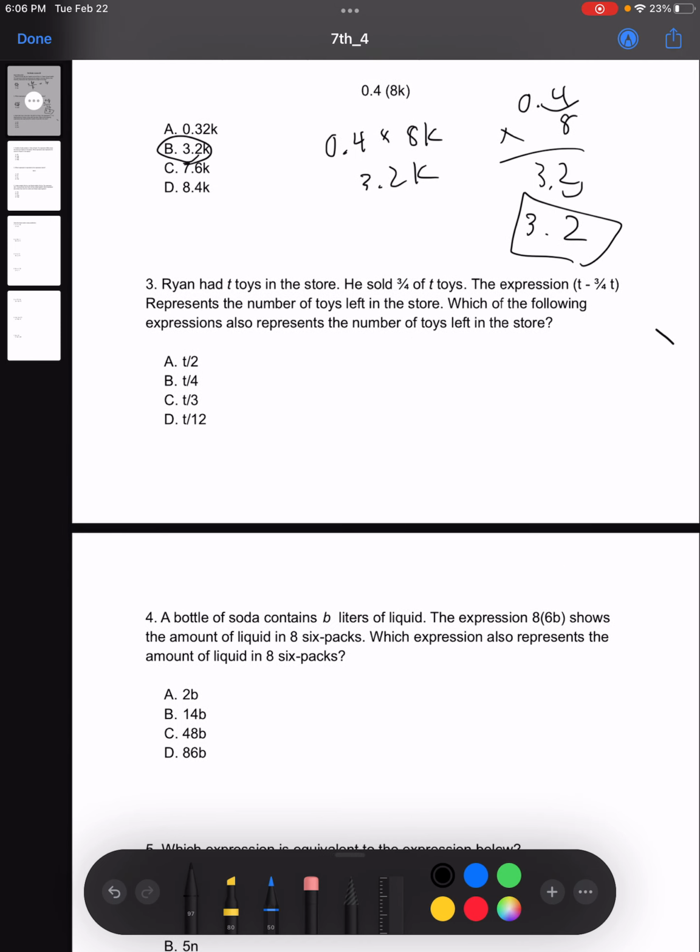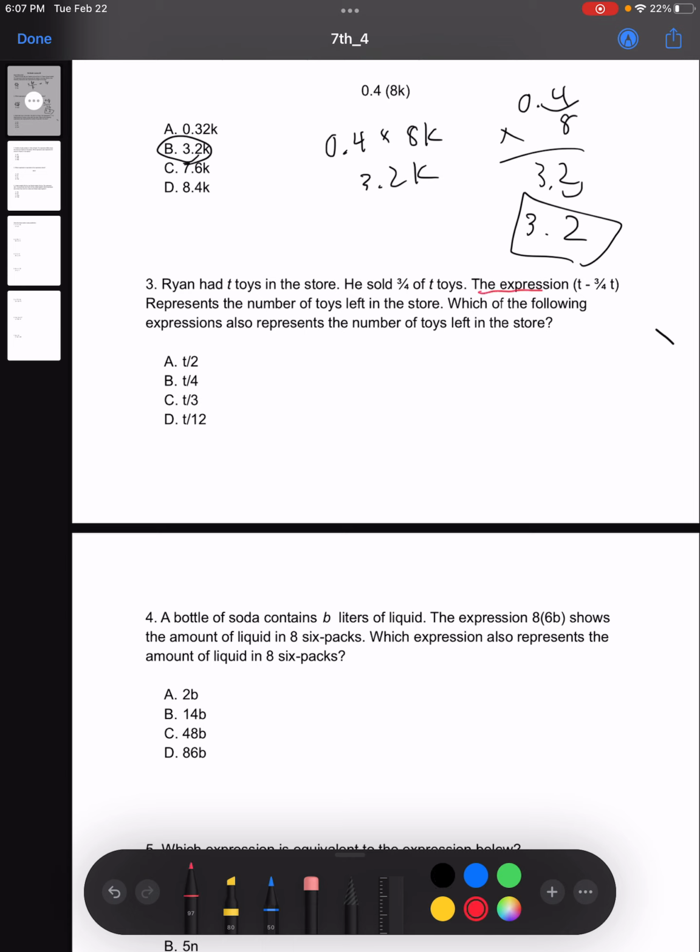Let's move on. Ryan had T toys in the store. He sold 3 out of 4 of the T toys. The expression T minus 3 over 4T represents the number of toys left in the store. Which of the following expressions also represents the number of toys left in the store?